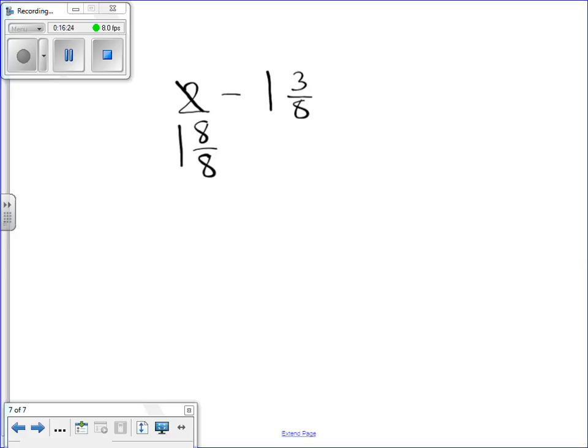So you have to change the 2 into 1 whole and 8/8. Take one of those pieces and slice it up into 8 pieces. Now I can do 3/8. So 8 minus 3 is 5/8. 1 minus 1 is 0. So you should have 5/8.